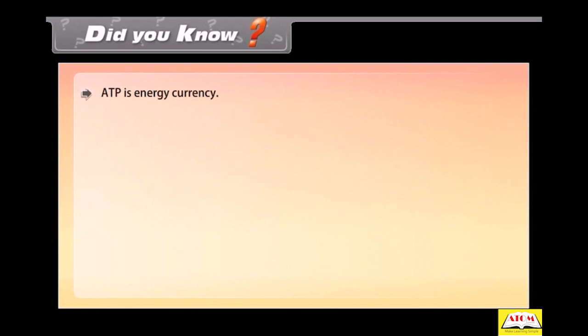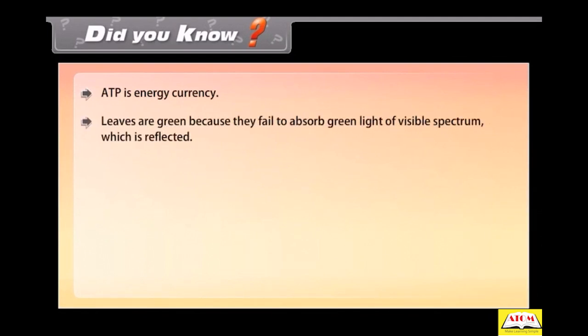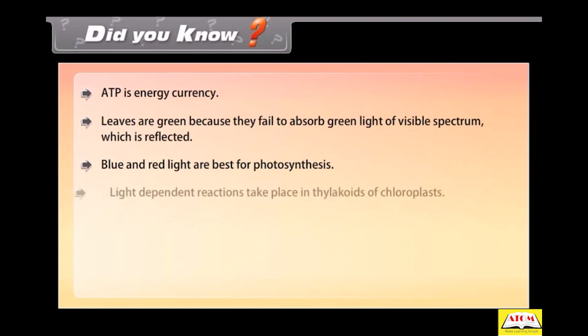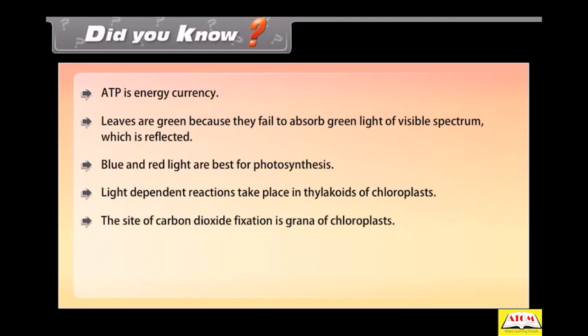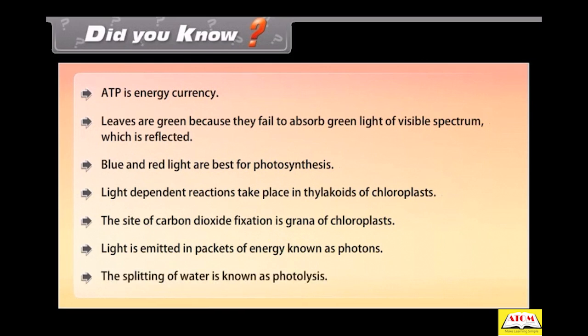Did you know? ATP is the energy currency. Leaves are green because they fail to absorb the green light of the visible spectrum, which is reflected. Blue and red light are best for photosynthesis. Light-dependent reactions take place in thylakoids of chloroplasts. The site of carbon dioxide fixation is the stroma of chloroplasts. Light is emitted in packets of energy known as photons. The splitting of water is known as photolysis.